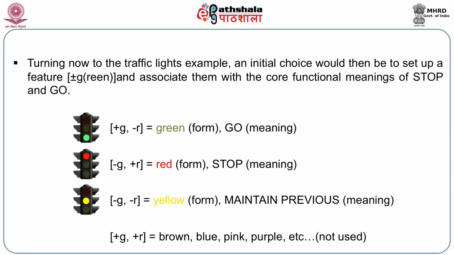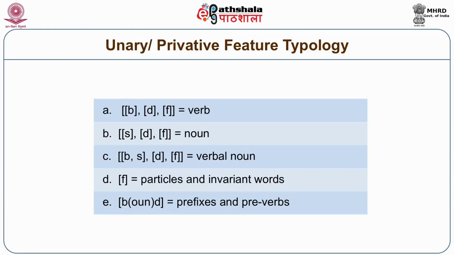Now consider how these would be described in a monovalent system. In a monovalent system, a verb would have the features b, d and f. A noun would have the features s, d and f. A verbal noun would have the features d and f plus the feature geometry bs. Particles and invariant verbs would end up having just a feature f. But to describe prefixes and preverbs, we would have to set up an independent and new feature, bound.